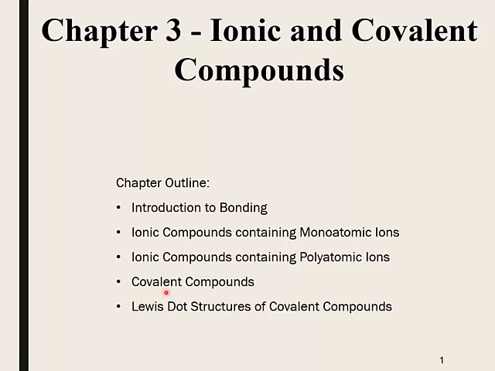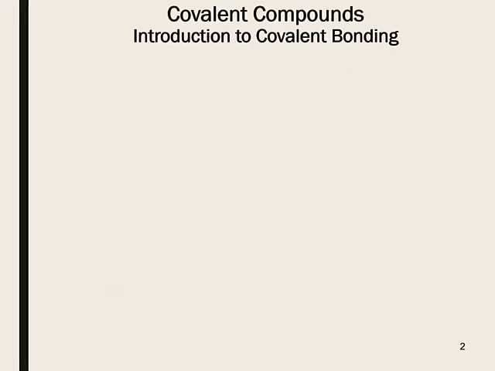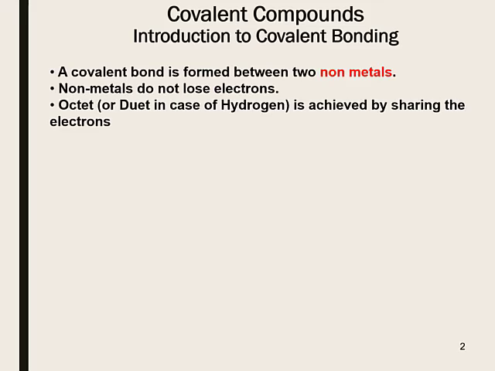Hello everyone, in this section we will learn about covalent compounds and their nomenclature. A covalent bond is formed when two nonmetals combine with each other. Now the reason behind the formation of a covalent bond is again to achieve stability by completing their octets.